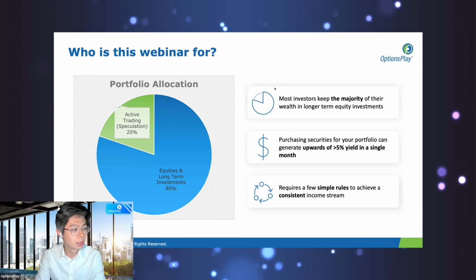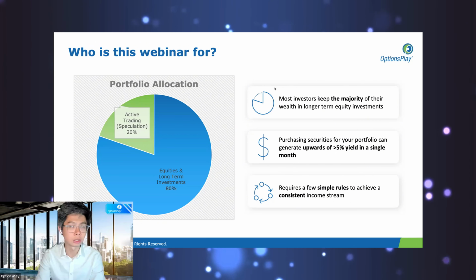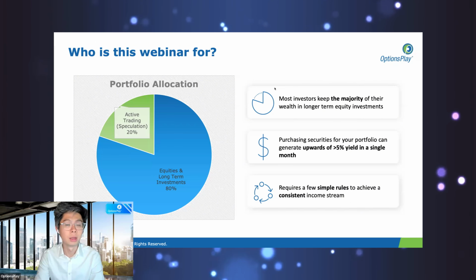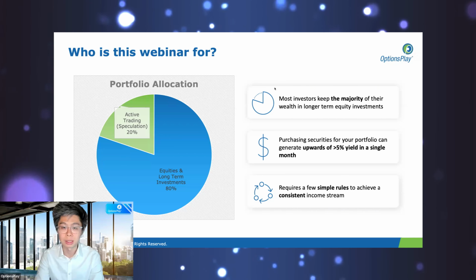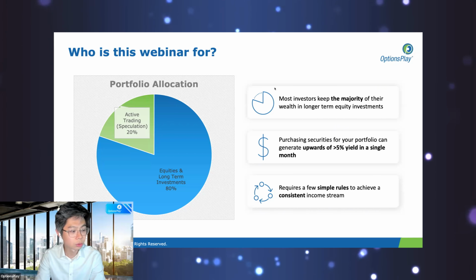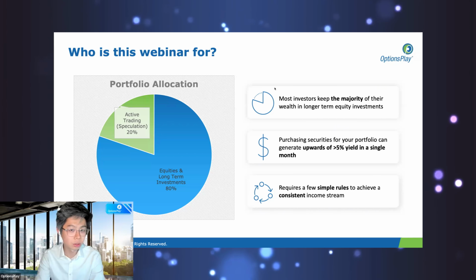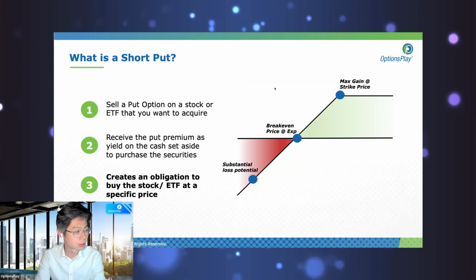And it can generate upwards of greater than 5% yield in a single month, not 5% a year, 5% per month on these types of strategies. That's how much yield you can potentially generate from selling puts. And that 5% yield goes towards a discount on your stock purchase. We'll go through some examples during today's session to help you better understand that. Now, this requires a few rules in order to achieve this consistent income stream. And that's where we're going to spend the time here today, embarking on those specific rules.